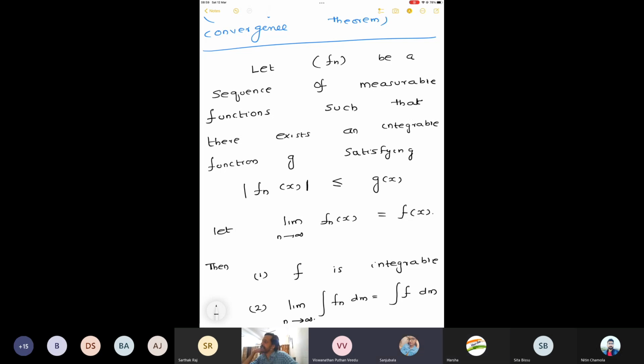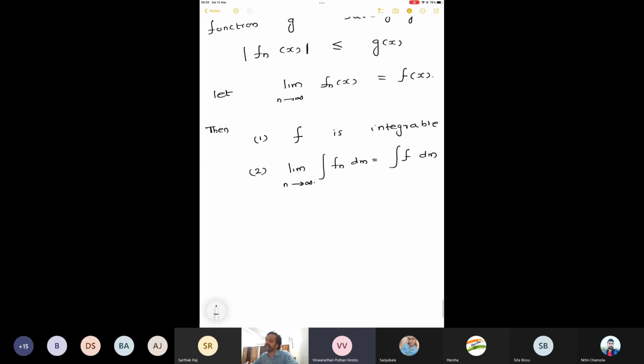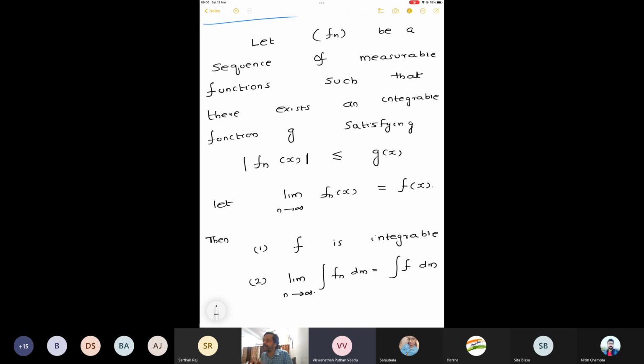Once integral mod fn is less than infinity, do you get that integral fn plus and integral fn minus are less than infinity? Yes, sir. And once you have integral fn plus and integral fn minus less than infinity, do you have integral fn less than infinity? Yes, sir. That means the fn's are integrable. So that comes from this domination. The domination asserts that each fn is integrable. That's why you can talk about integral fn. And whether the limit exists or not, we don't know.